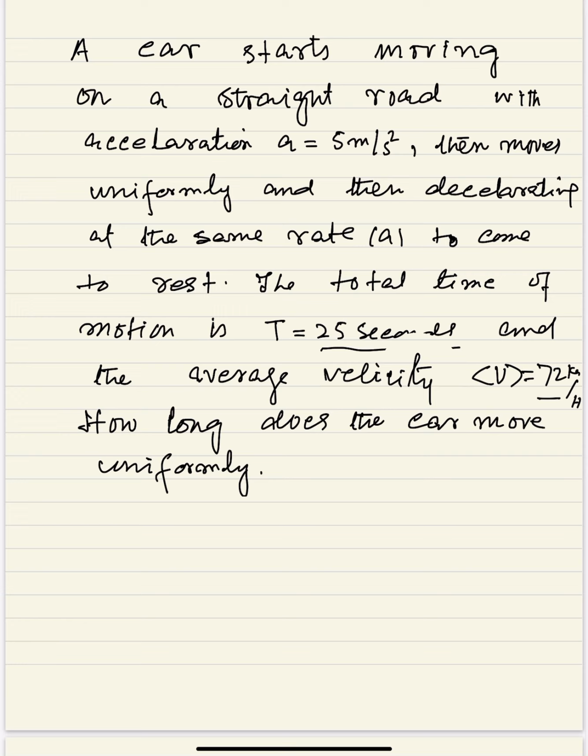The question is, a car starts from rest, accelerates, then moves uniformly, then decelerates at the same rate as the initial acceleration and comes to rest. The total time is 25 seconds and the average velocity over the total interval of time is 72 km per hour. We have to find how long the car was moving with uniform velocity. That is the question. So let us start.